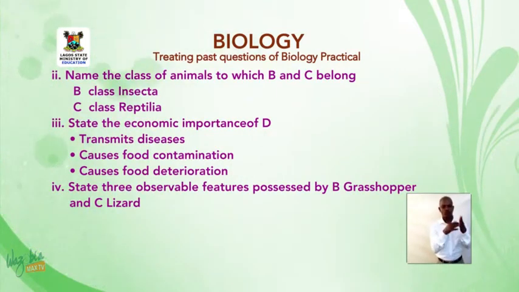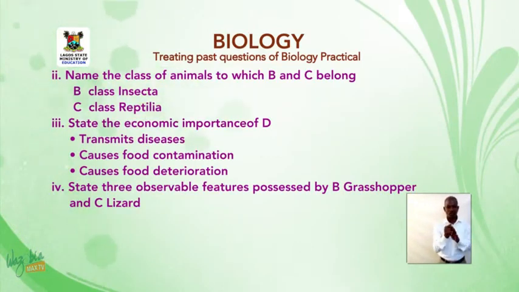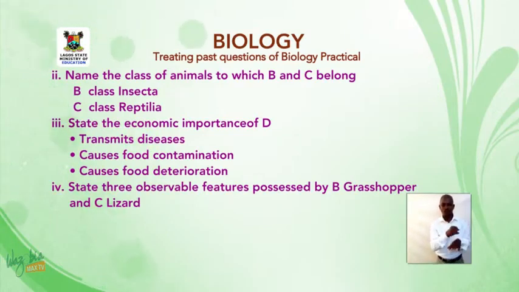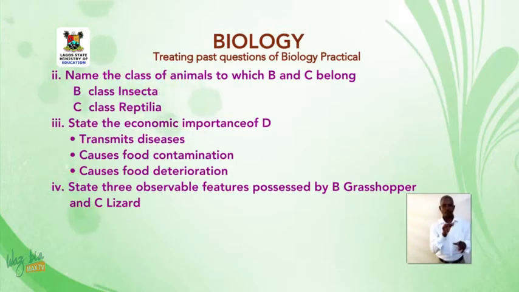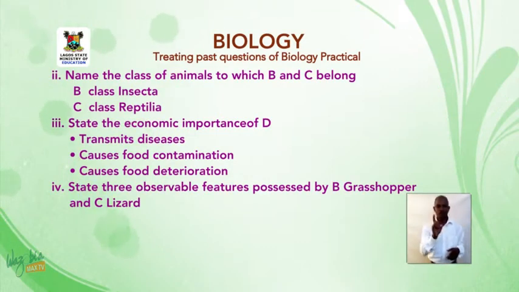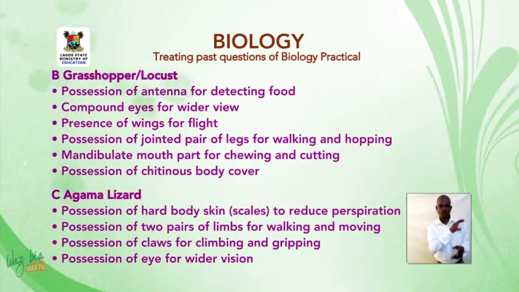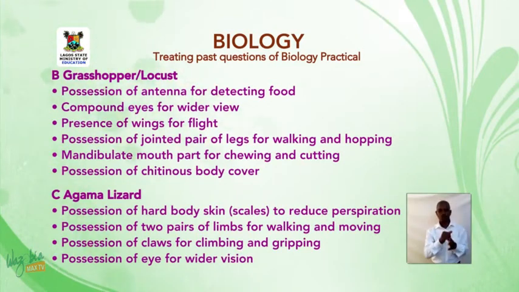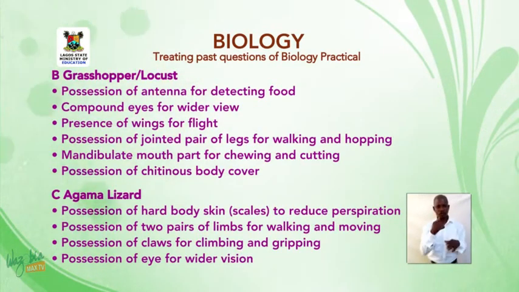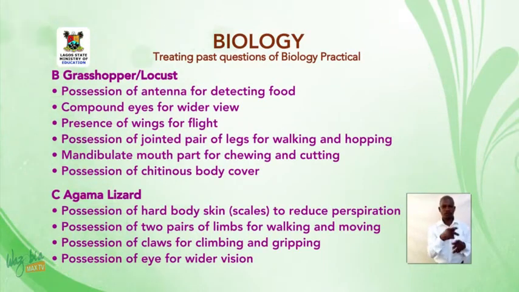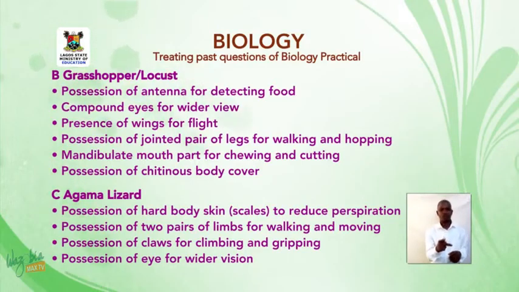Then Roman figure 4. State 3 observable features possessed by B, grasshopper, and C, lizard. That is specimen B, which is grasshopper, and specimen C, which is lizard. What are the observable features? The features that those animals possess, that you can see, that you can observe.